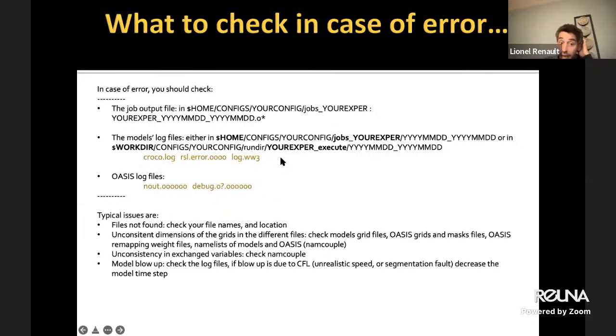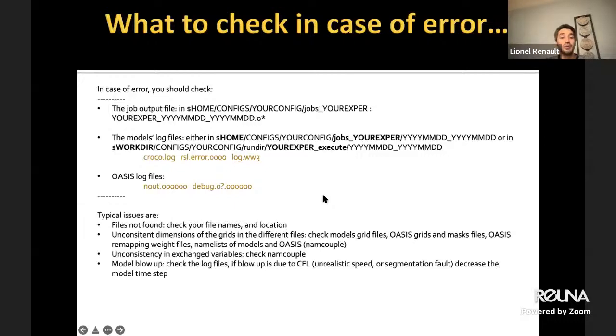Typical issues we usually have or we had. A classic one is the absence of a file, so files are not found. So you want to check the file names, basically, whether they are exactly as we expect them. For example, we want to have a CROCO_BRY_soda, for example, with year and months. Everything is specified in the documentation.